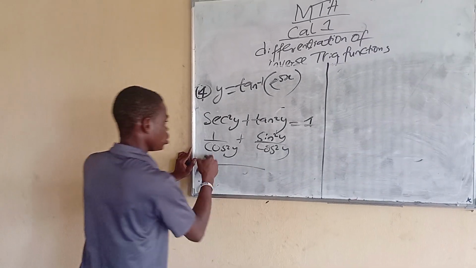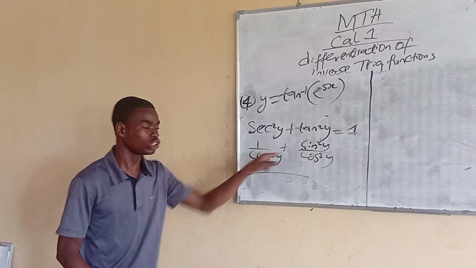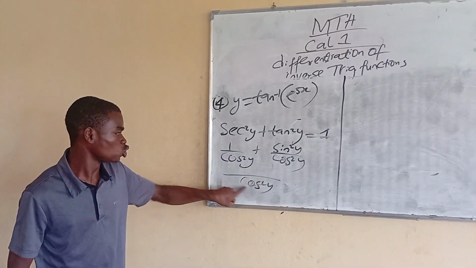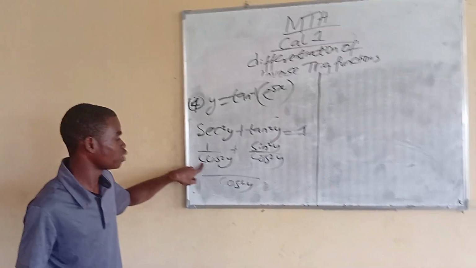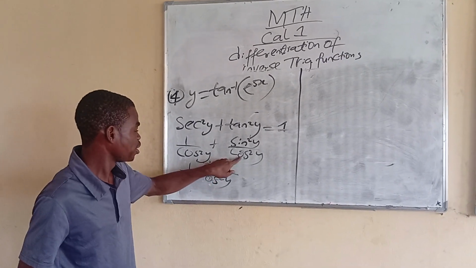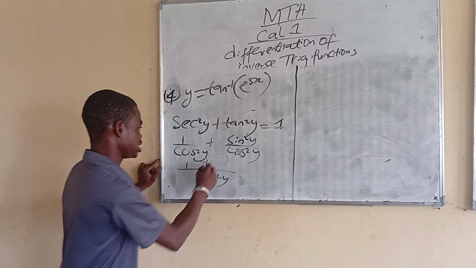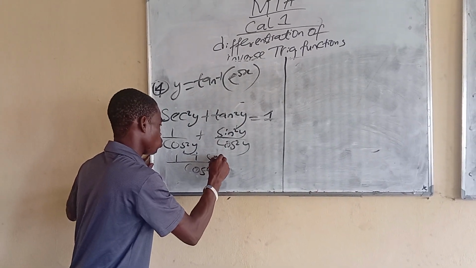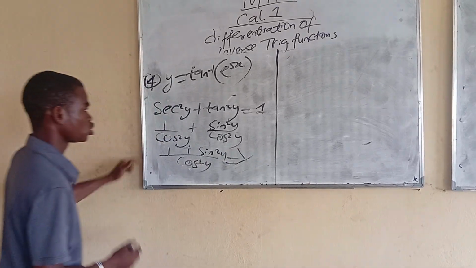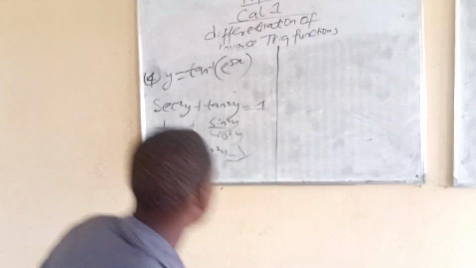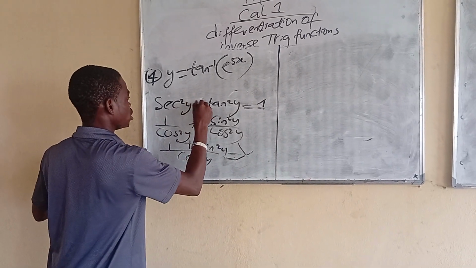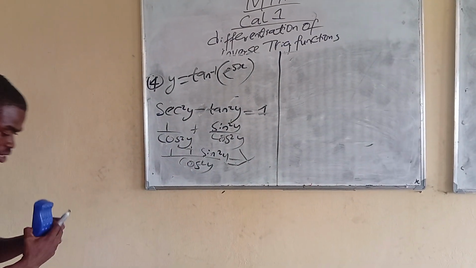So the LCM is just cos squared y, then cos squared y divided by cos squared y is what? 1 plus sin squared y over cos squared y. So this will not work. This won't work for us. Let's change the sign. Let's change the sign here. Minus. Let's change the sign here.